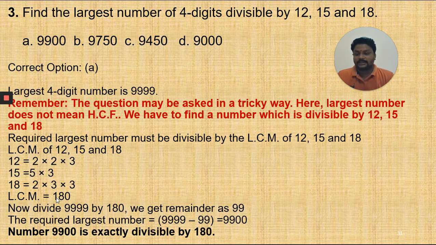Using the factorization method, we get the answer 180. Now divide 9999 by 180, we get the remainder 99. So the required largest number is equal to 9999 minus 99, which is 9900. So the number 9900 is exactly divisible by 180. So the answer, option A, is correct: 9900.